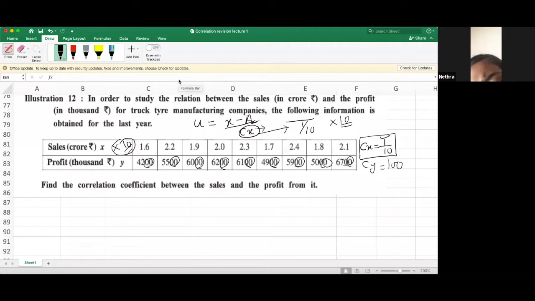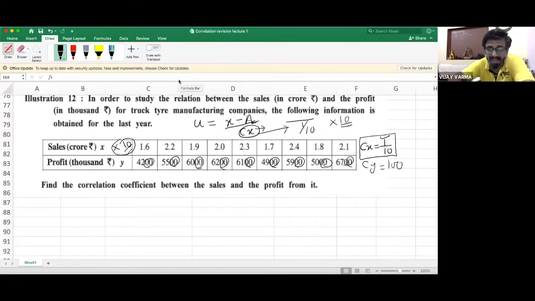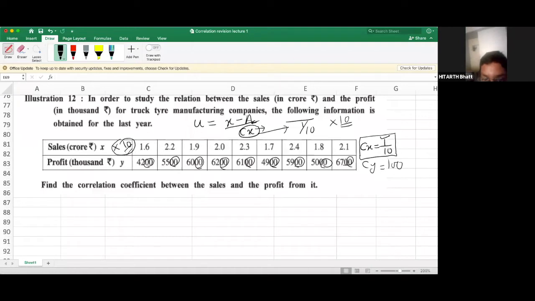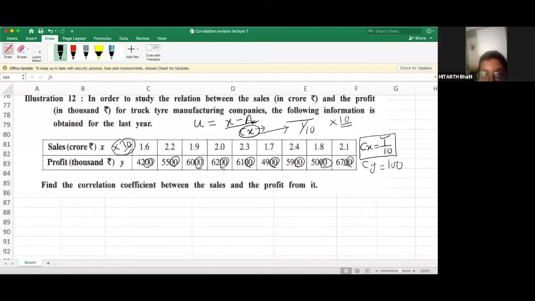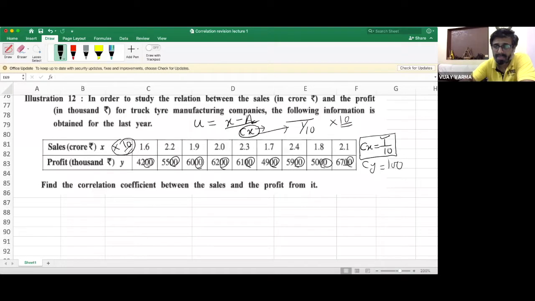Anyone who is not clear with Cy equals 100? Sir, can you repeat the 1 by 10 again? Who is it? What's your name, please? Siddharth, sir. Actually, screen sharing is going on, so I'll not be able to see you people. That's why I'm asking the name.